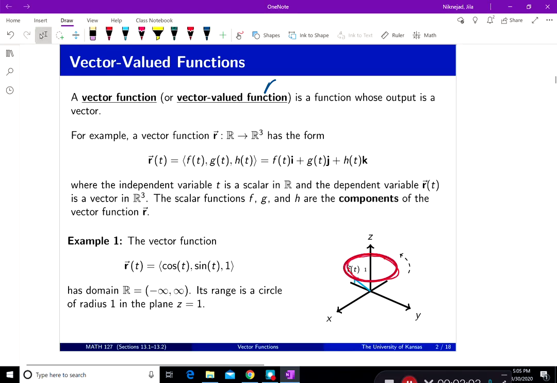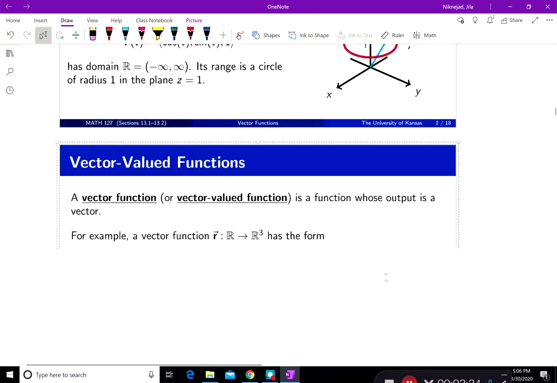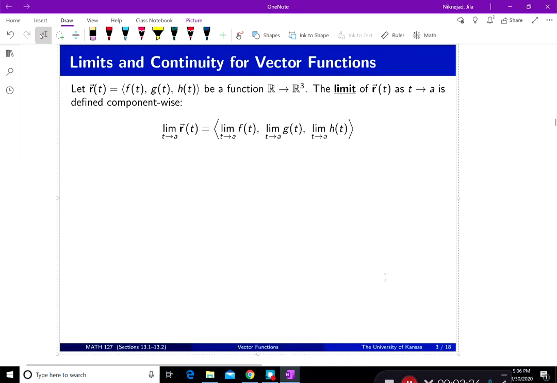So this is the range of this function, because it's all the points in 3 dimensions that can be in the image of R. Now, again, you can see that for every value, the position vector goes around and around for different values of t.